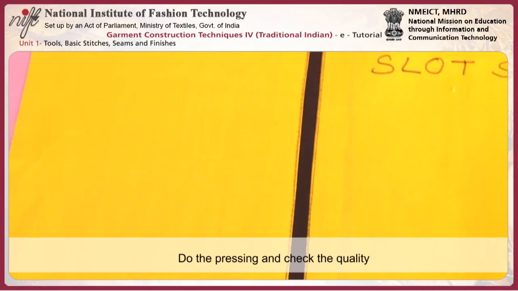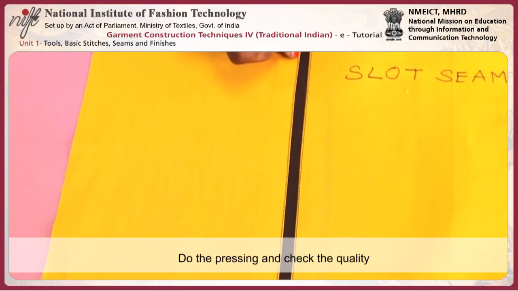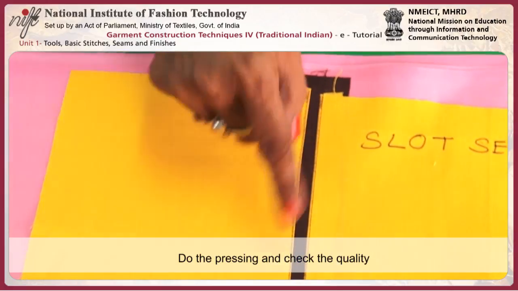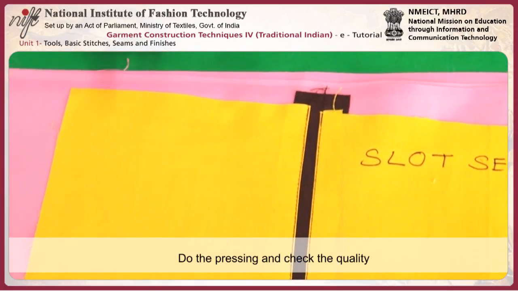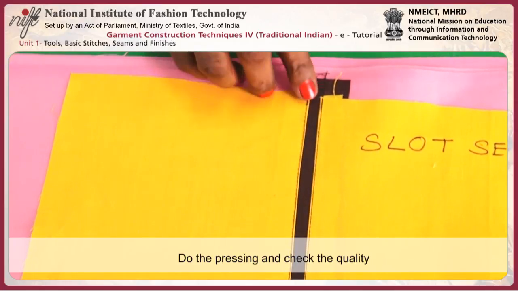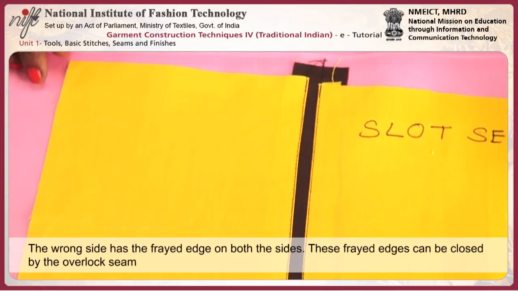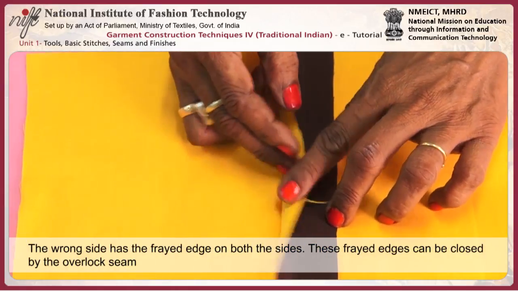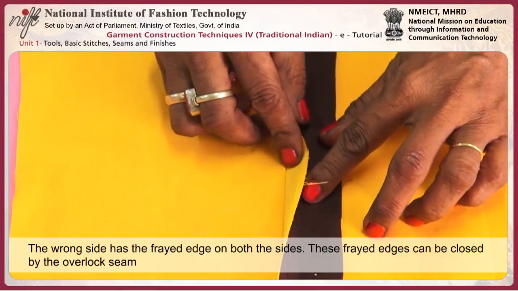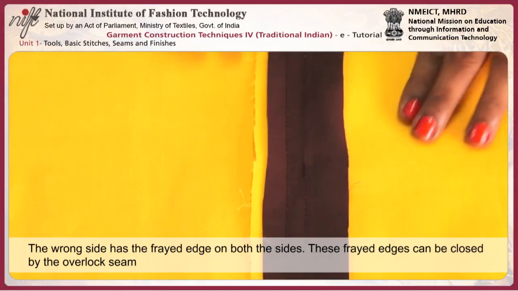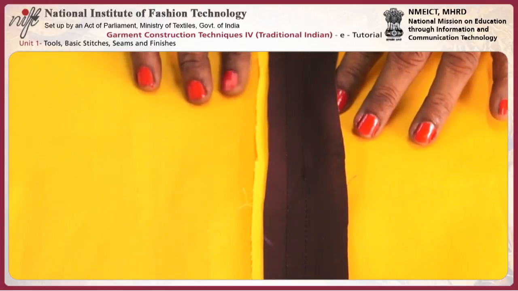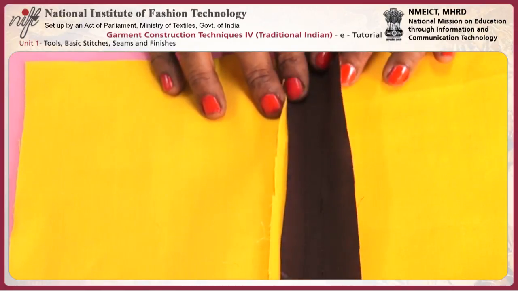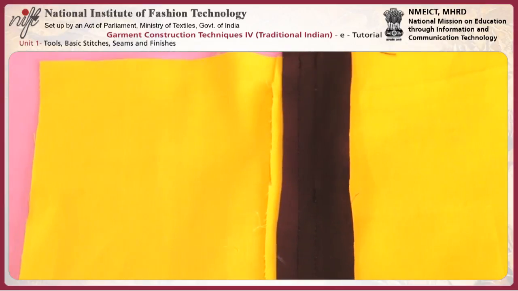Now you can check the quality of it, and if this has been maintained as 1/16th of an inch, then it has to be maintained as 1/16th of an inch. The edge stitch distance has to be equal, and this width should also be equal. Now you can see the wrong side. It has frayed edges on both sides. These frayed edges can be closed by the overlock seam. Now you can do the overlock on this side separately, this side separately, like a press open seam.